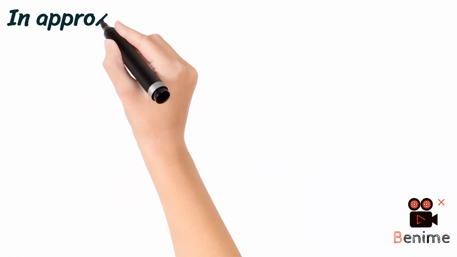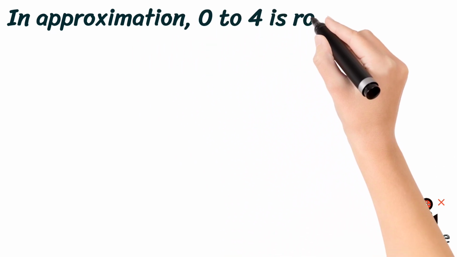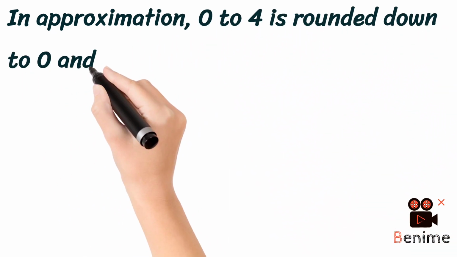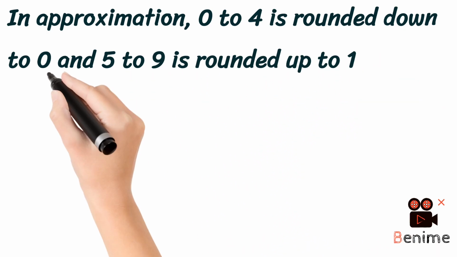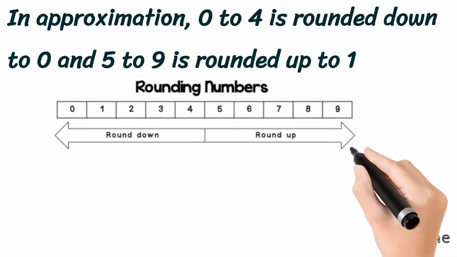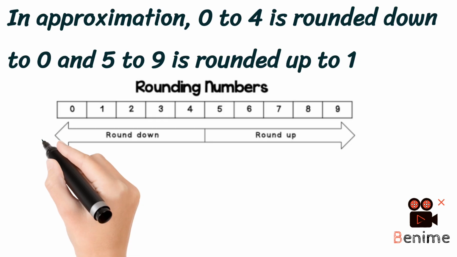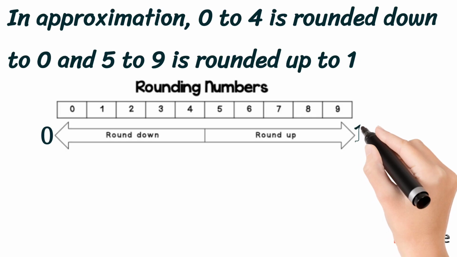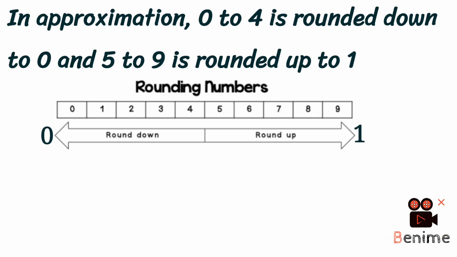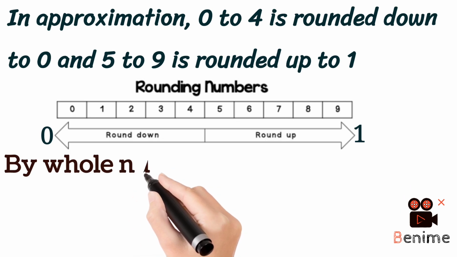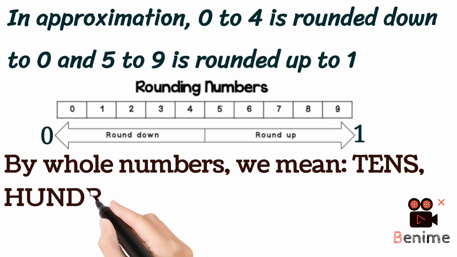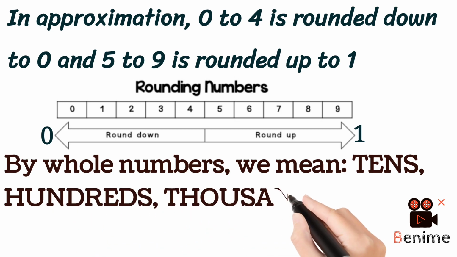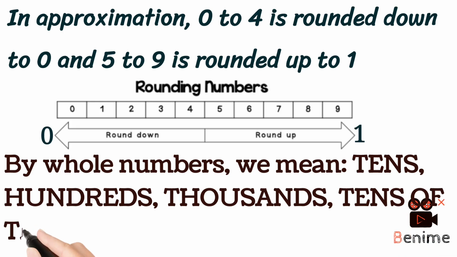In approximation, 0 to 4 is rounded down to 0, and 5 to 9 is rounded up to 1. Looking at the chart given, we have our numbers 0 to 4, so it's rounded down to 0, and we have 5 to 9, rounded up to 1. By whole numbers, we mean our tens, hundred, thousands, tens of thousands. We also have our millions, billions, etc.